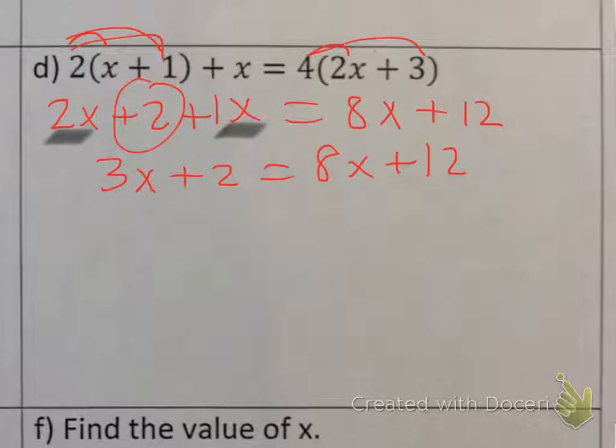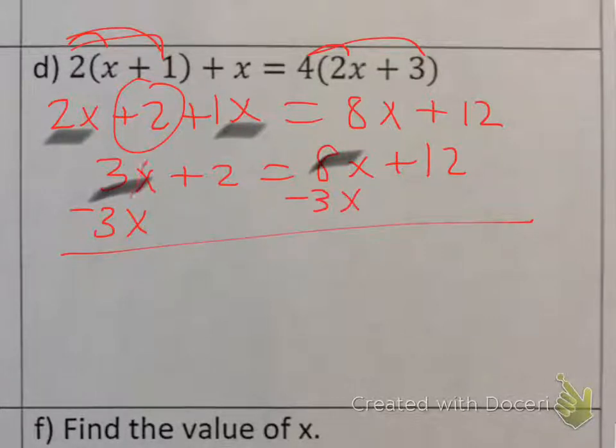So now again, I just want to move the x's so they're all on one side together. So if you notice, you have 3 of them here and you have 8 of them here. I like to grab the smallest amount and move them so they stay positive. So a positive 3x is going to be subtracted over to the other side. So I get 2 equals, then 8x minus 3x is 5x, and then I still have plus 12.